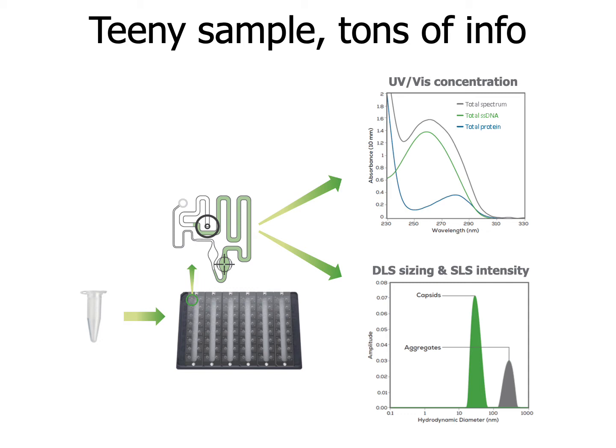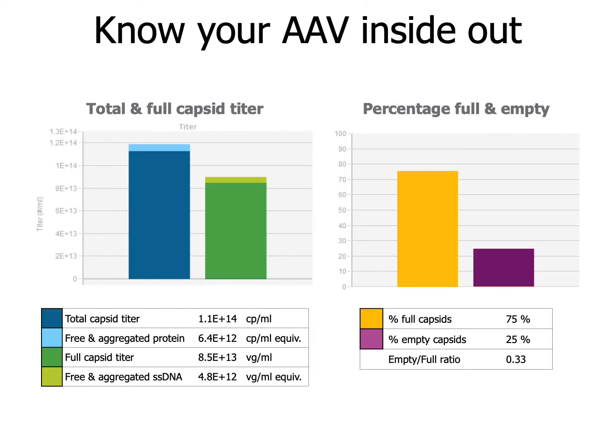DLS tells you what shape your AAV is in, if there's only capsids, or if aggregates have started to ruin things. DLS also lets you figure out how much SLS intensity is coming from just your AAV capsids. AAVs brings information on how much total protein is in your sample and how much single-stranded DNA there is. Based on some simple info you tell Stunner before an experiment, it calculates empty-full ratio and a percent full, and that on 1 to 96 samples at a time. Stunner helps you know your AAV inside out.